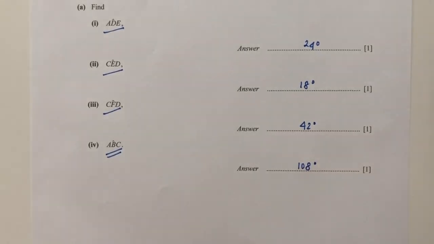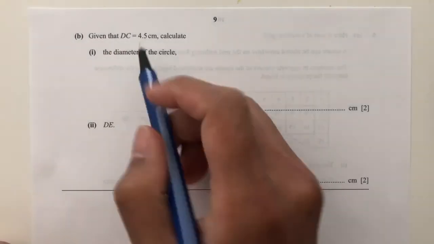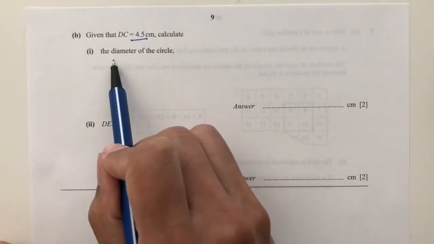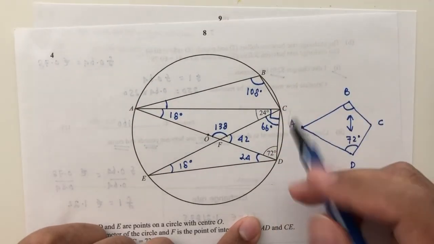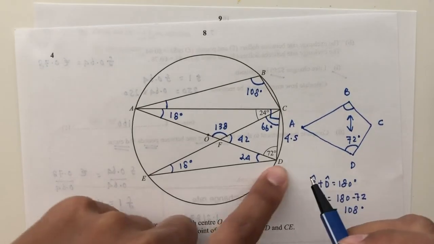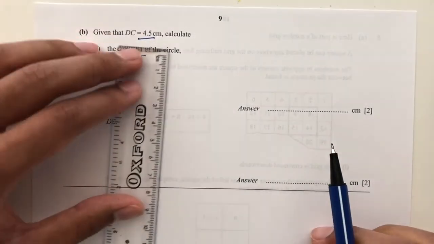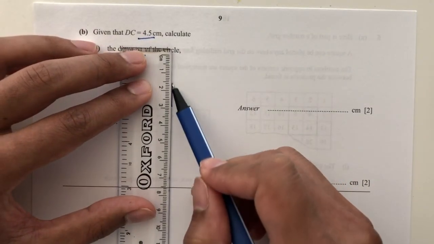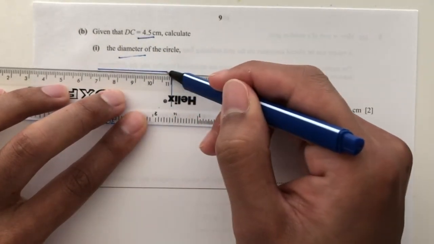So that's part 4. Let's move on to this part. It says given that DC is equal to 4.5, calculate the diameter of the circle. So where's DC? D is here, C is here. So DC is 4.5. Find AC. But you can see that ACD is a right angle triangle. So if you draw the shape here, you will see what we can use. So this is basically the triangle we have for this one.